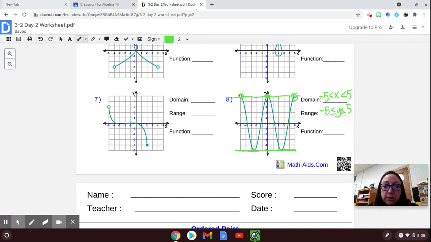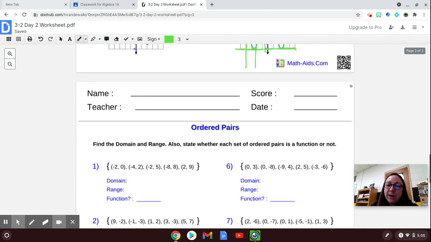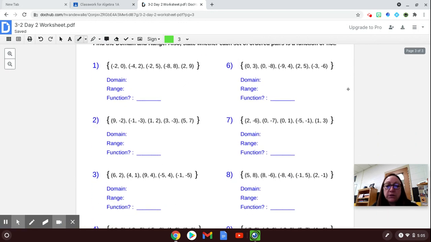Would this pass the vertical line test? So here, if I drew a vertical line, it would only hit once. Here it would hit once. Here it would hit once. This one would pass the vertical line test. So that's a yes. Okay, that's the hardest part. Page 3 is going to be one of the easier parts.